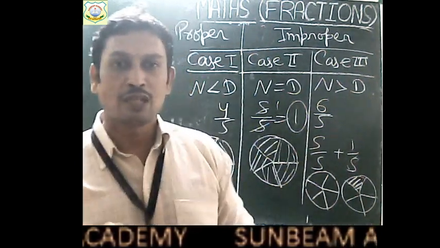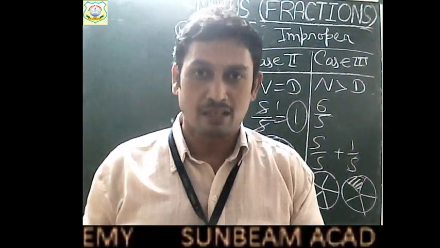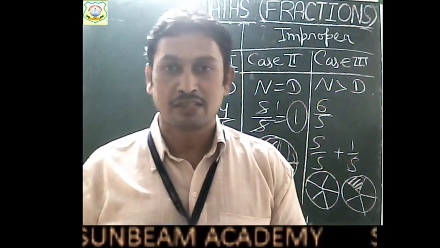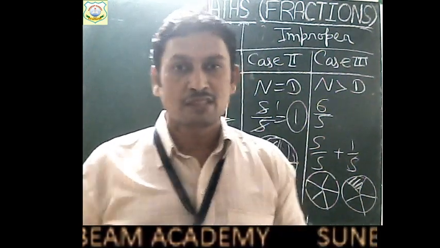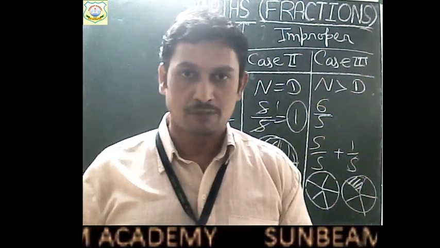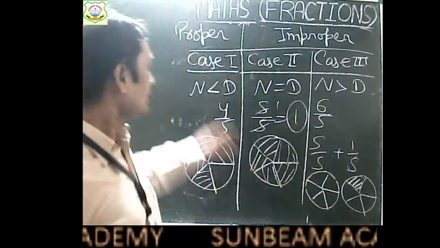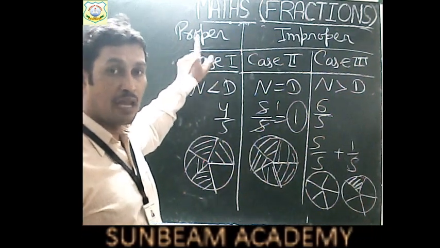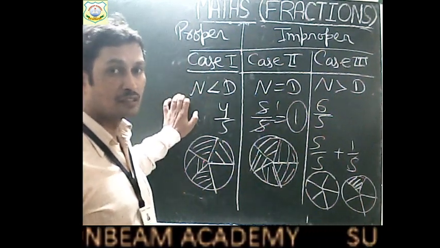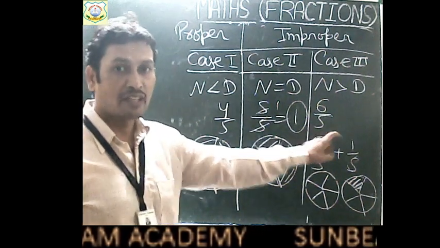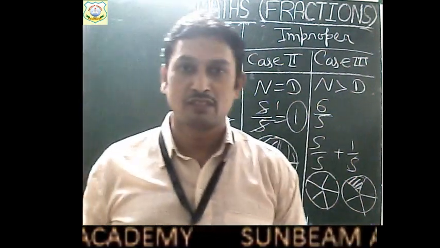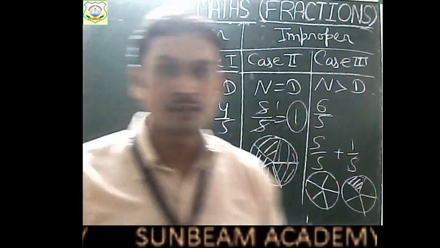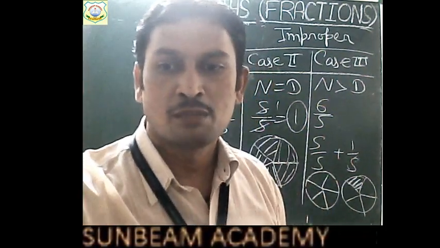So children, if you are given some fraction and you are asked to find out whether the given fraction is proper or improper, then what you will do, children? You will just check the numerator and denominator. If numerator is less than denominator, then the fraction will be proper. And if numerator is not less than denominator, but it is equal to or greater than denominator, then the fraction will be improper. Clear, children?